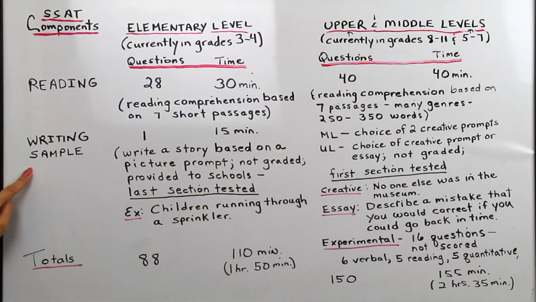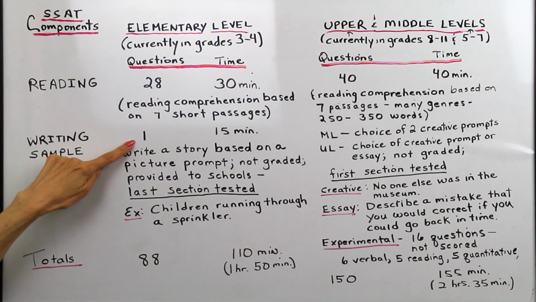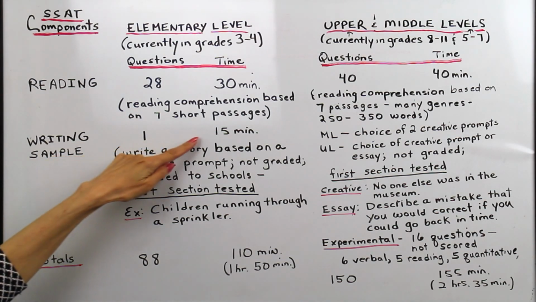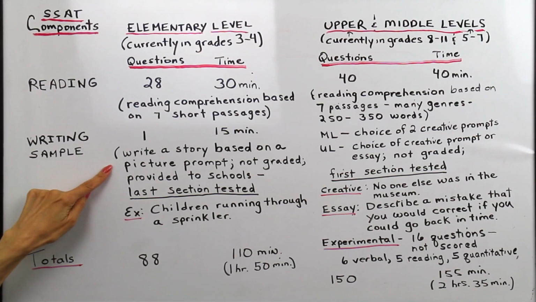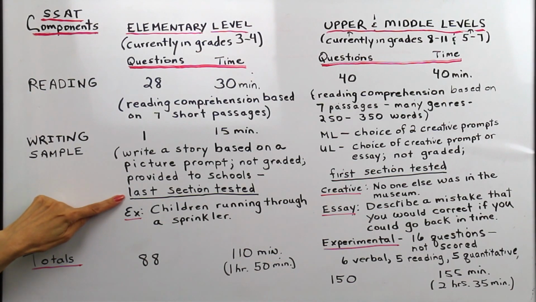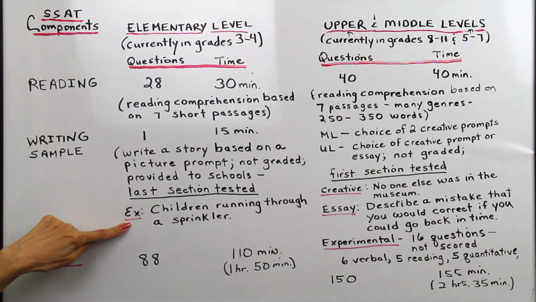Each level has a different writing sample task. The elementary level has 1 writing sample to be completed in only 15 minutes. Students have to write a story based on a picture prompt. It's not graded, it's provided to the schools, and it's the last section tested. An example might be a picture of children running through a sprinkler.